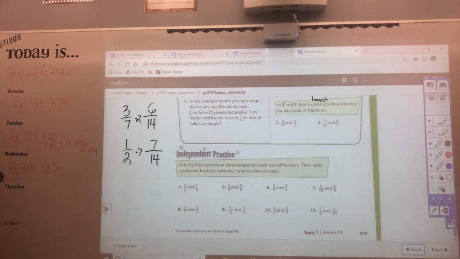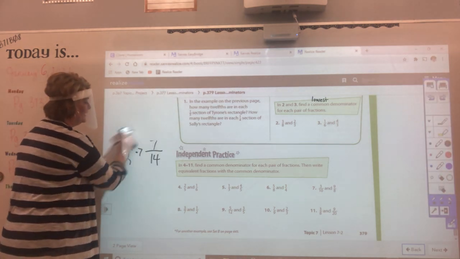Really, start shaking your head if this is making a little bit of sense. It's just multiplication.